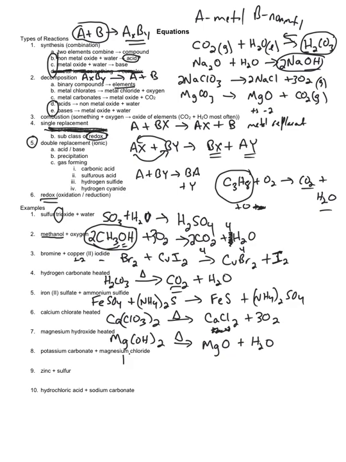Potassium carbonate. Potassium is in group 1, +1. Carbonate is a polyatomic ion that has a charge of -2. So we have to cross drop. There's got to be 2 potassiums to balance out the charge of -2.